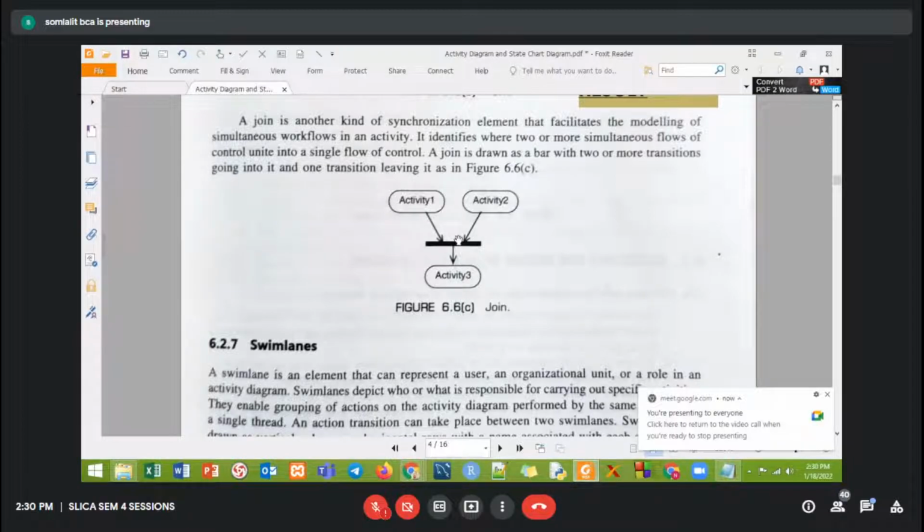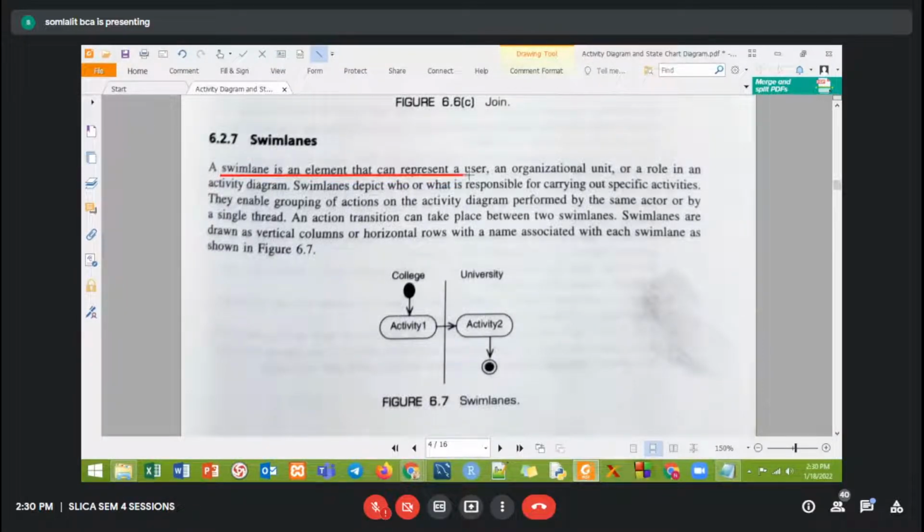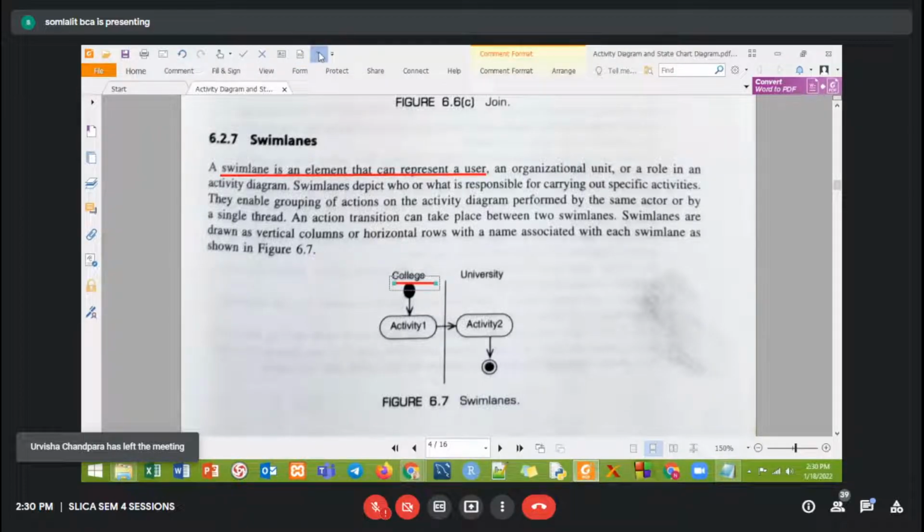Next is your swim lanes. Now, what do you mean by a swim lane? A swim lane is nothing, it's an element that is used to represent the user. That's the reason in the beginning of the activity diagram I said that you need to focus on the users. A swim lane is an element that represents a user. So here you can see there is a college swim lane. There is a university swim lane.